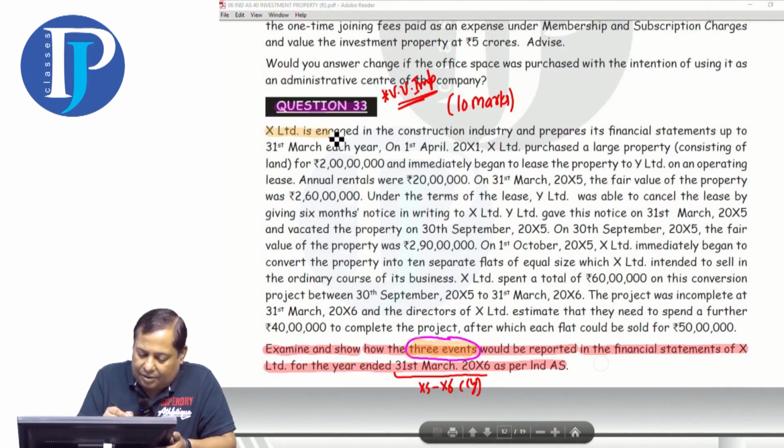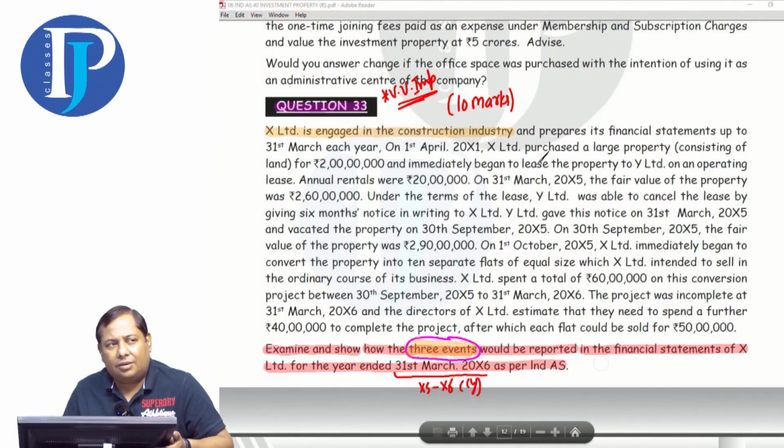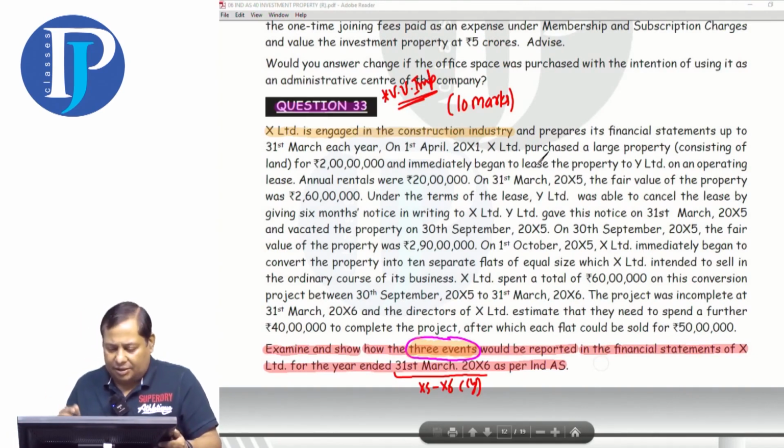X Limited is engaged in the construction industry. They're talking about DLF Mall. In the construction industry, builders develop property with the intention of reselling it. If we plan to sell something in the near future, we use Ind AS inventory-wise. What does it mean?